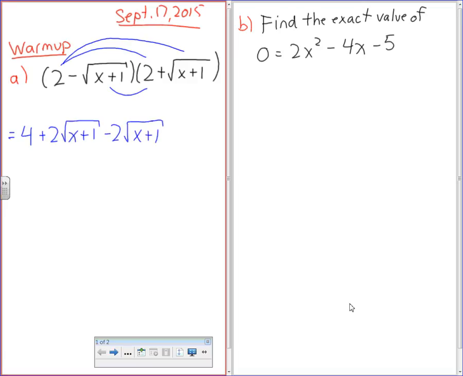Okay, now here's the magic part. What is negative root of x plus 1 times positive root of x plus 1 equals? Go ahead. x plus 1, but like a negative. Negative bracket x plus 1.